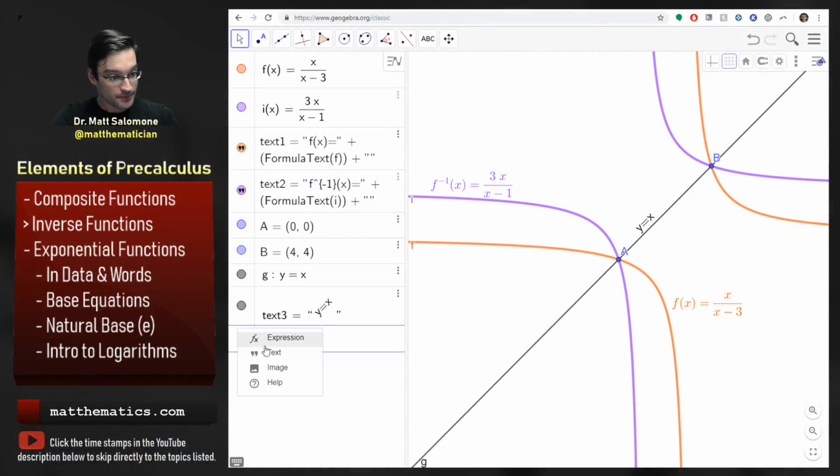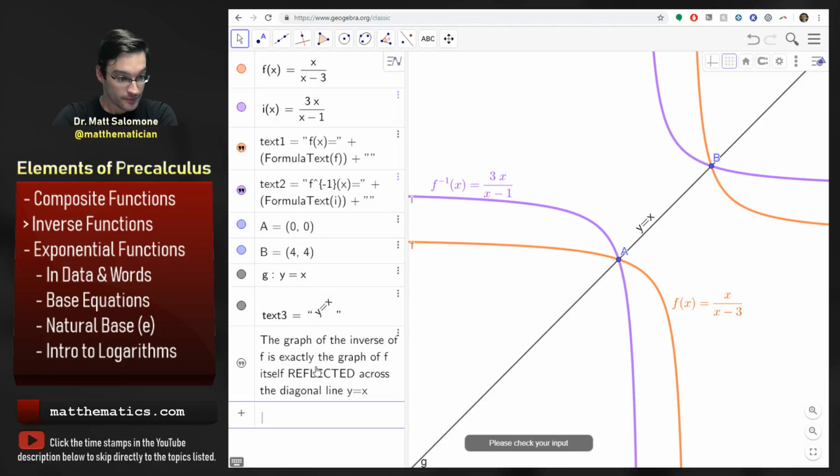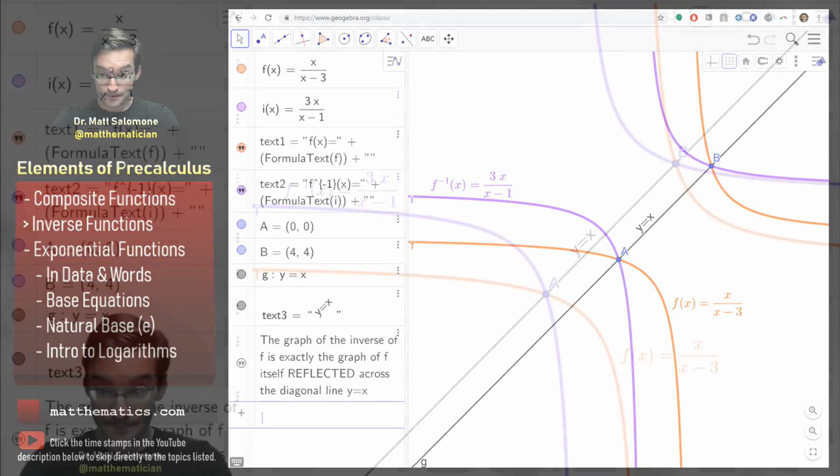So that relationship is that the graph of the inverse of f is exactly the graph of f itself reflected across the diagonal line y equals x. So there's the moral of this story, right? That is how the graph of f is related to the graph of f inverse, when f is an invertible function. So what goes wrong if my function was not invertible?